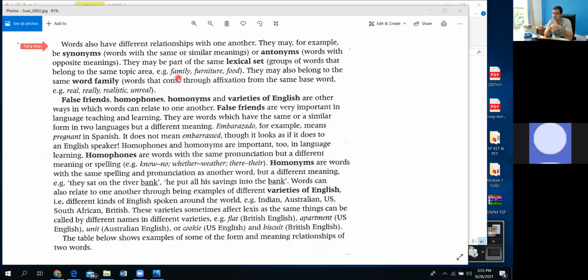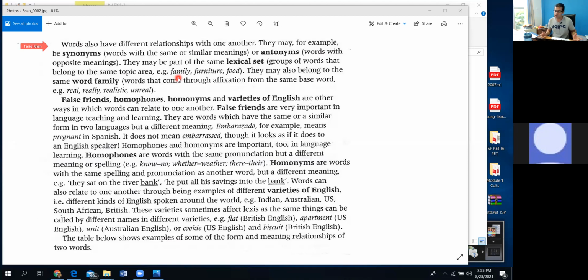Likewise, you see furniture. How many things are there in furniture? Table, chair, bed, or cupboard, right? A lot of other things, sofa, okay, dining table, all these things you call furniture.